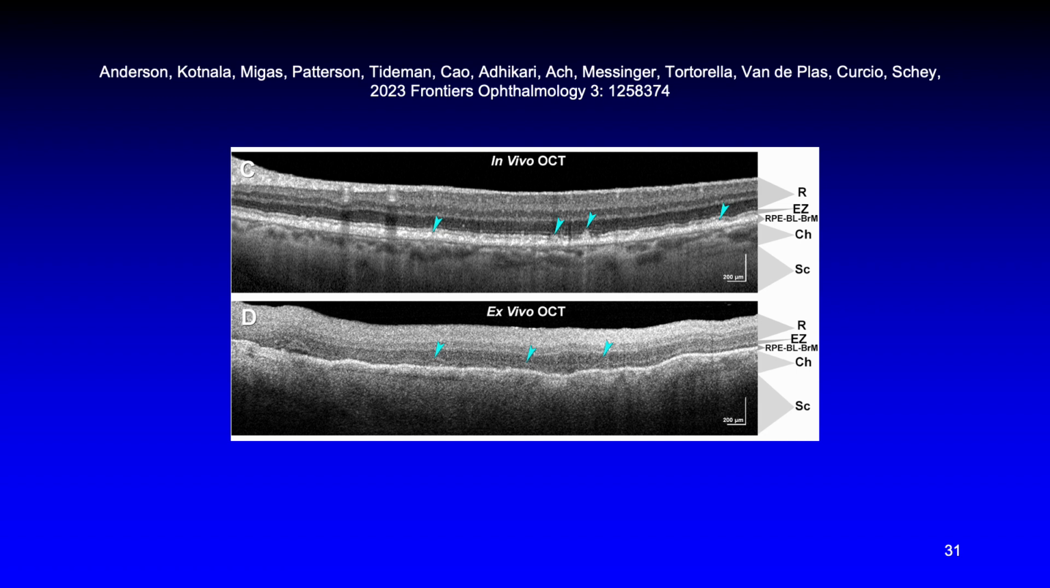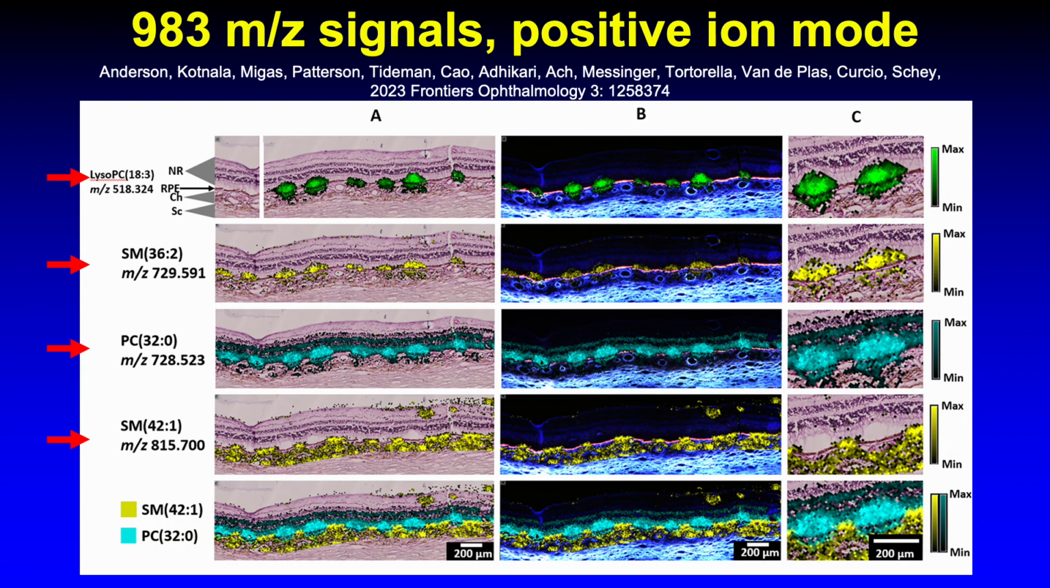The top is a clinic patient with SDD, shown at the arrowheads. The bottom shows an eye of a different eye donor with ex vivo OCT, which is how we can find OCT for IMS studies. Here are representative lipids from positive ion mode, including lyso-PC, 2 sphingomyelins, and a phosphatidylcholine.